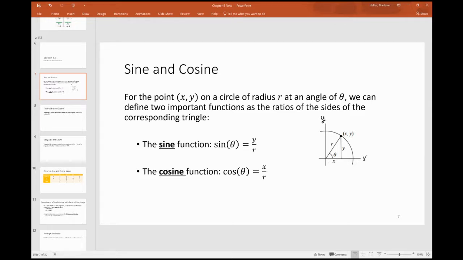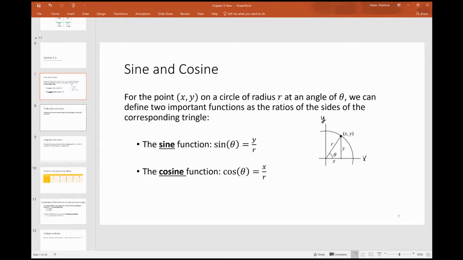All right. And there are 2 functions that we can define that use that angle as their input. There's the sine of theta, and the sine is defined as the y-coordinate of that point over the radius. The cosine is defined as the x-coordinate of that point over the radius.